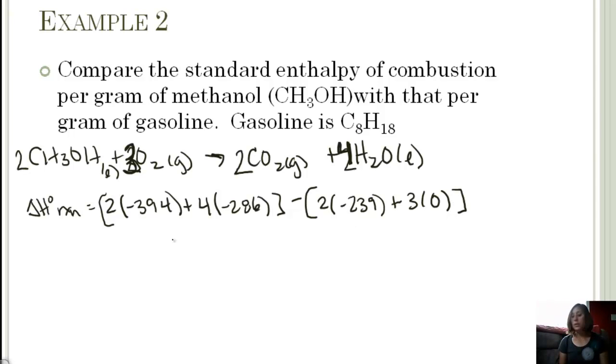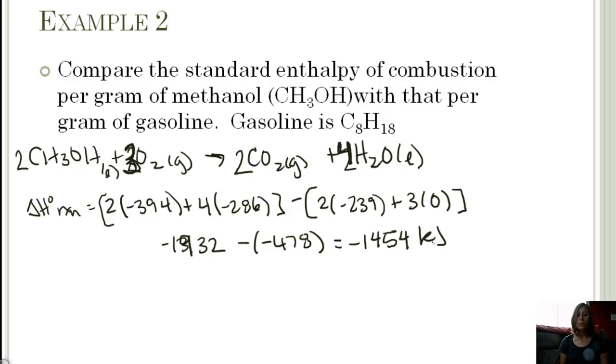So for that first big term, I've got negative 1932 kilojoules, and my second term is negative 478. Negative times negative gives me a positive, and so I'm going to end up with negative 1454 kilojoules. So that's for methanol. Negative, it's exothermic, makes sense. You're burning gas or burning methanol, it's giving off heat.